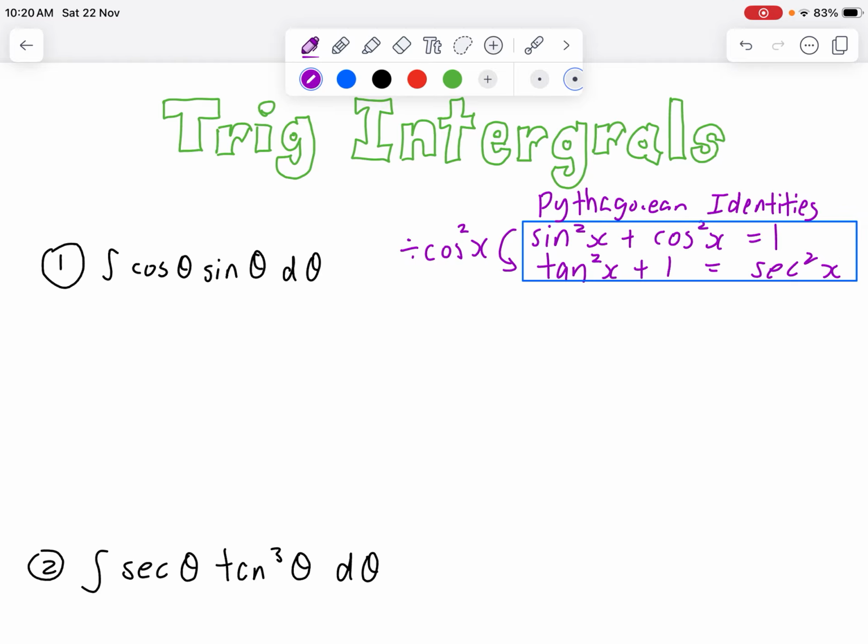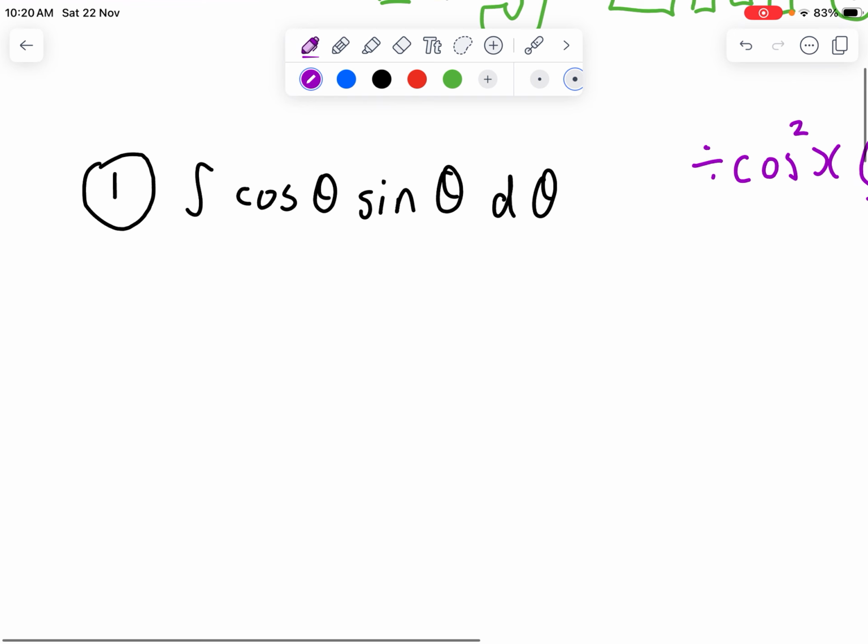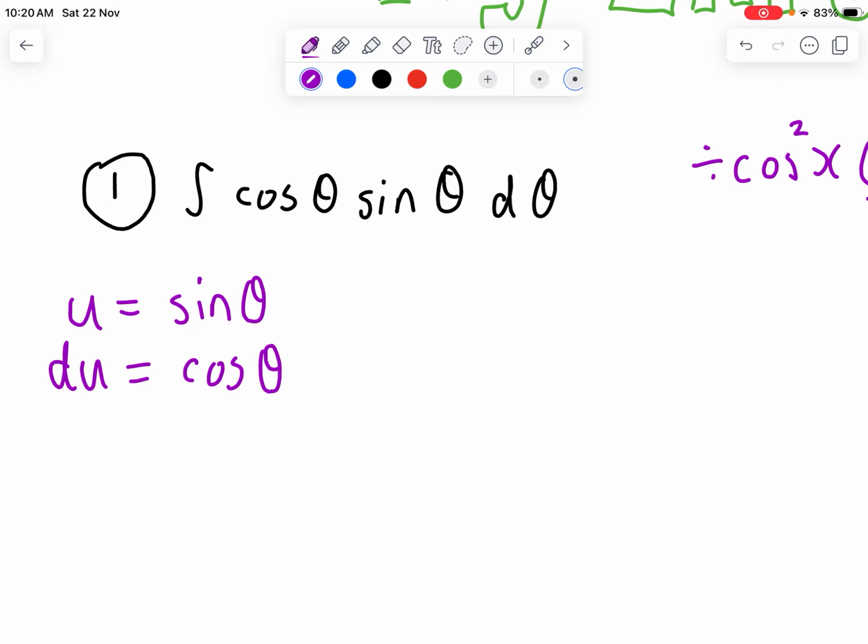For the first one, there's nothing too difficult. All you've got to do is use substitution. In this scenario, I could let u equal cosine theta or sine theta, it doesn't matter. But I don't want to deal with negatives, so let's use sine theta for my u. So I'm substituting sine theta as u. To differentiate that, it's cosine theta d theta. I want to isolate d theta, so it's 1 over cosine theta du.